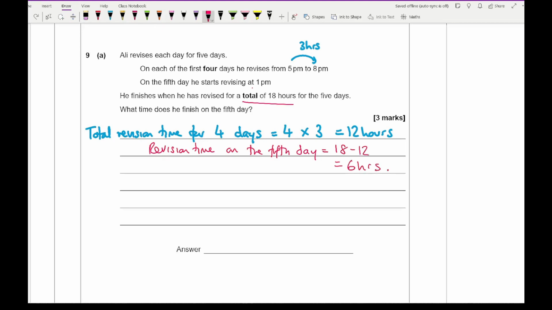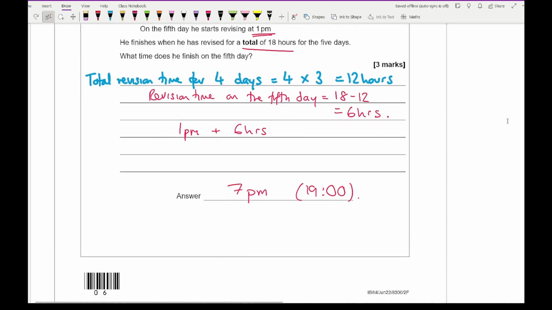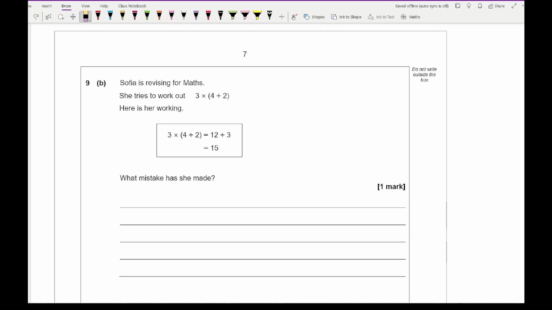So then if he starts revising at 1 p.m. plus 6 hours, then he's going to finish at 7 p.m. Or you could write in a 24-hour clock 1900. So then moving on to 9b, it says Sophia is revising for maths. She tries to work out 3 times bracket 4 plus 2 close bracket. Here is her working, and it says what mistake has she made?